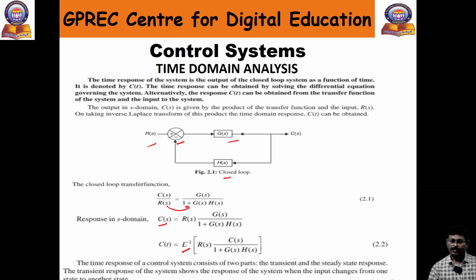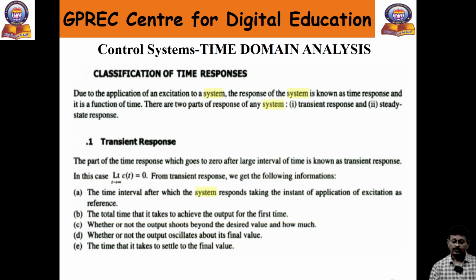Generally, the time response has two parts. One is the transient response, and the other is the steady state response, right? The transient response is the response of the system when the input changes from one state to another state. That is called the transient response of the system. Then, second, the steady state response, right?